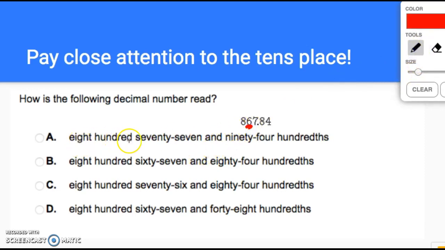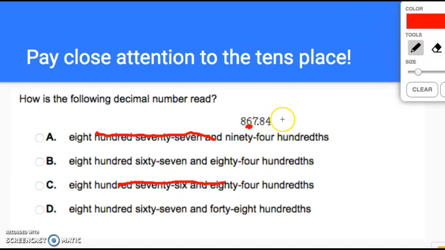Let's look at our options. 877 and, whoa, 877? No, this says 867. So I can eliminate that one as a possibility. Let's look here. 867 and, that's a good one. 876, is that what we have? Nope, so we can eliminate that one. We'll go down to the last one. 867, that's a good one.